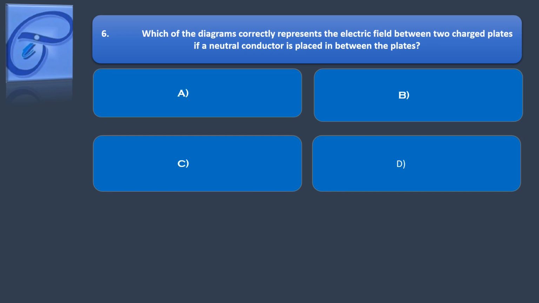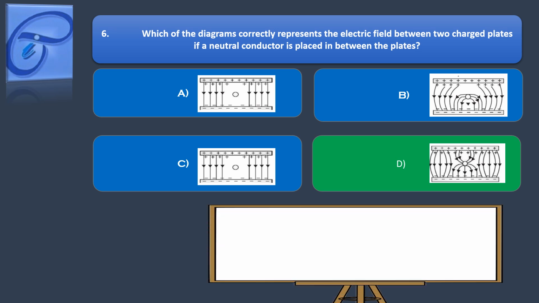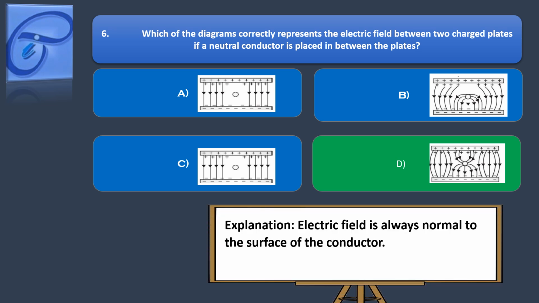Question number 6. Which of the following diagrams correctly represents the electric field between two charged plates if a neutral conductor is placed in between the plates? The right option is option D. Electric field is always normal to the surface of the conductor.